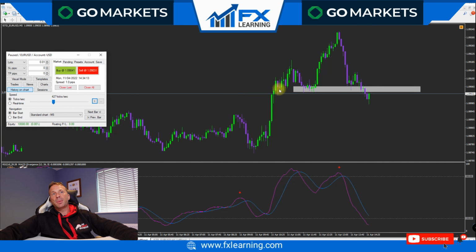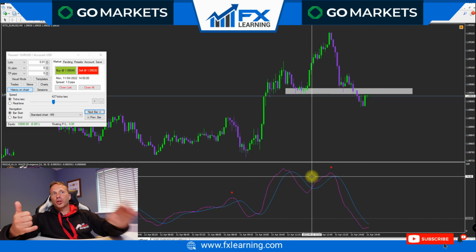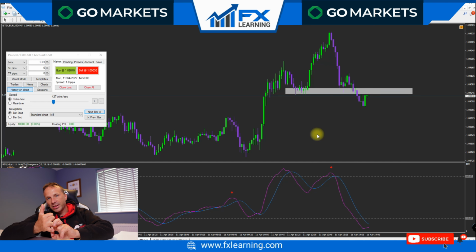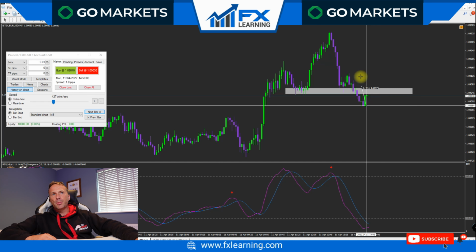Okay, it's just broken up here and it's retouched this level just there. Let me just wait for that candlestick. Yeah, there we go. So we retouch it, and now the divergence has been confirmed, as you can see here. We've got an area of resistance and we're now, guess what, trading with the trend.